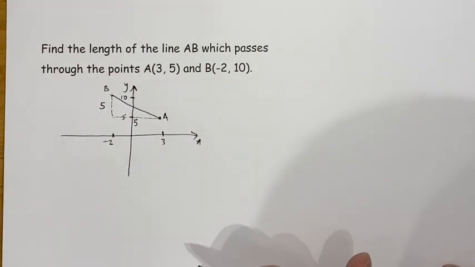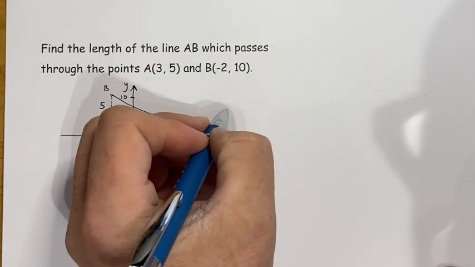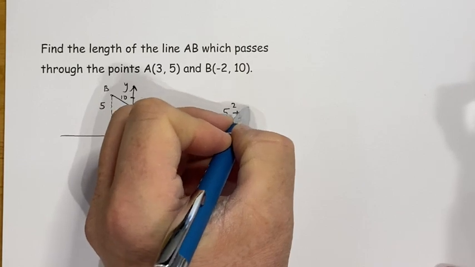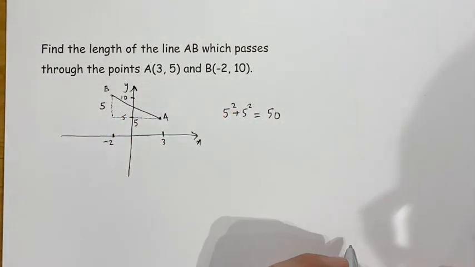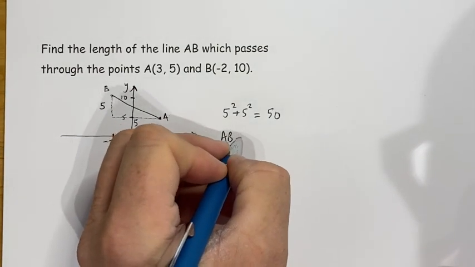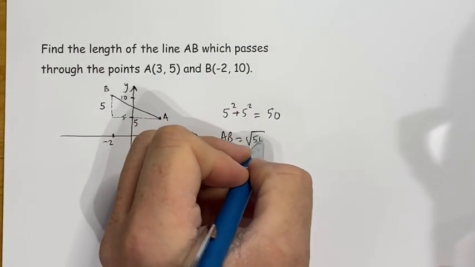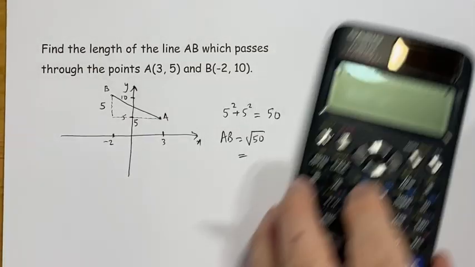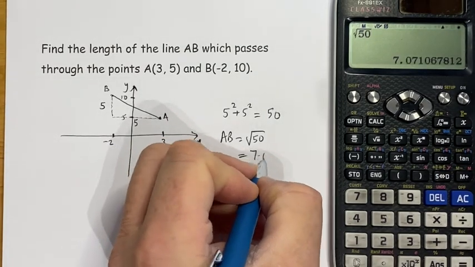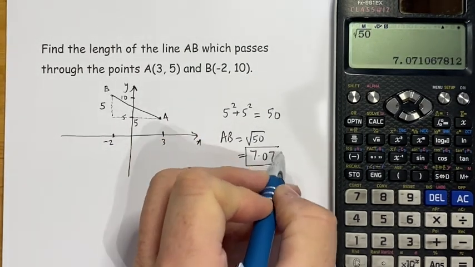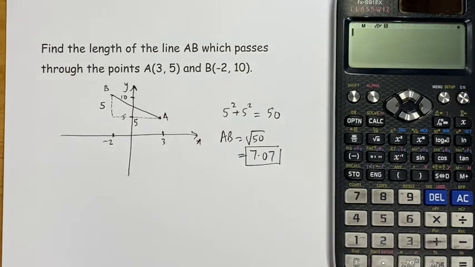And with a right angle triangle with two sides given, the third side must be found using Pythagoras. So we've got 5 squared add 5 squared, which, calculator or otherwise, comes out to be 50. So therefore AB works out to be the square root of 50, which in decimal form, square root of 50 is 7.07, just 2 decimal places.